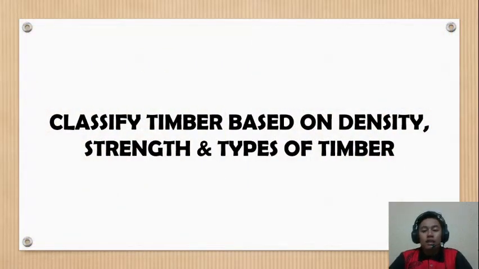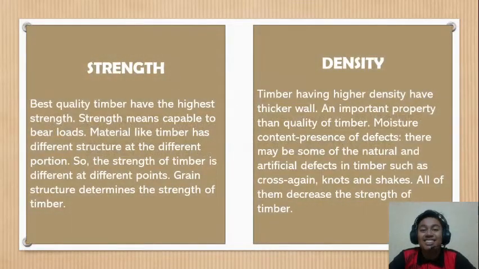Next, we learn about classified timber based on density, strength, and type of timber. Strength. Best quality timber has the highest strength. Strength means capable of bearing loads. Material like timber has a different structure in different portions, so the strength of timber is different at different points. Grain structure determines the strength of timber.